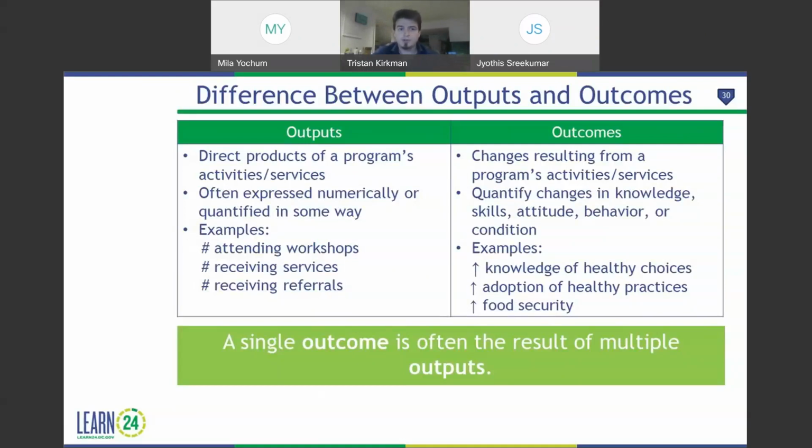Program outcomes, on the other hand, quantify the changes a program intends to bring about as a result of a program's activities or intervention. And so while the outputs are essential elements that enable change, they don't represent benefits or changes in and of themselves. So outputs can be attending workshops, receiving services, receiving referrals. These may lead to the outcomes that you're looking for, but they aren't the outcomes themselves, which might say include knowledge of healthy food practices, adoption of healthy food practices, and an overall increase in food security.